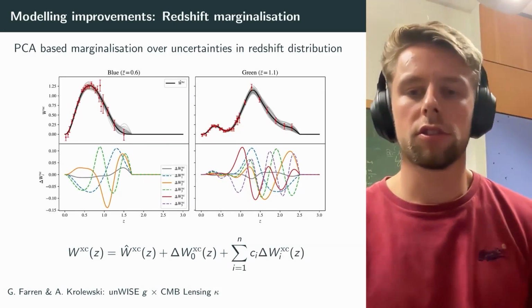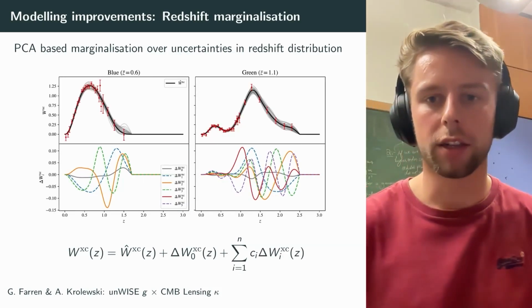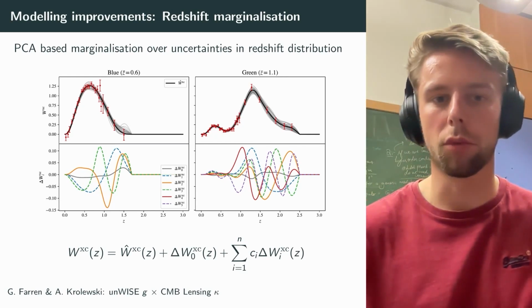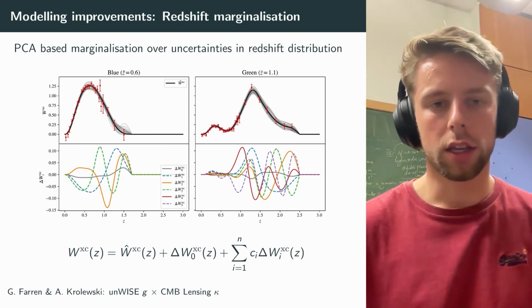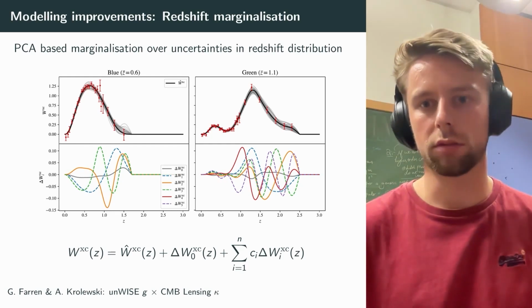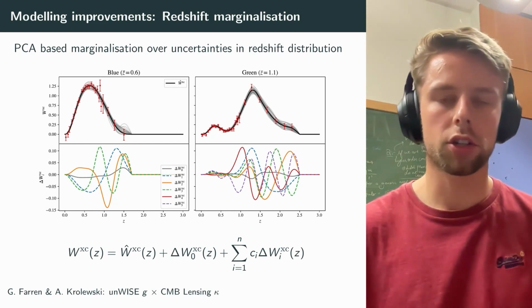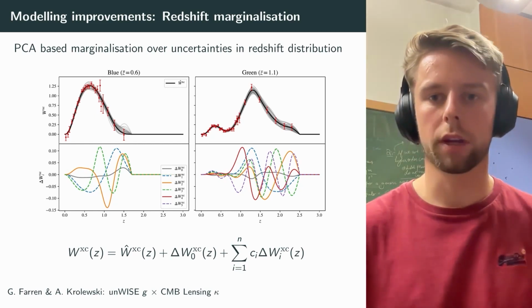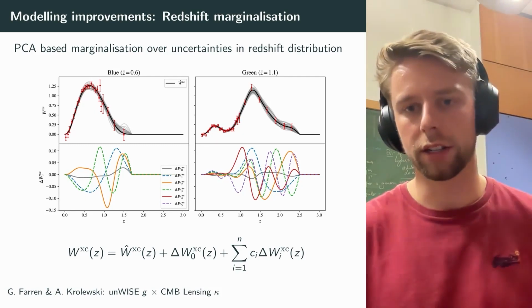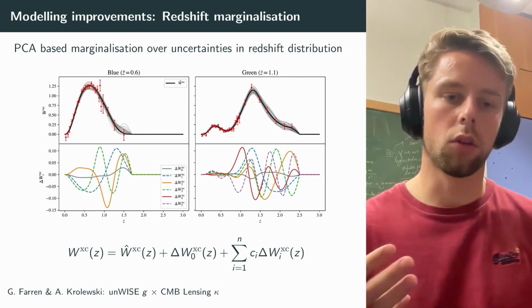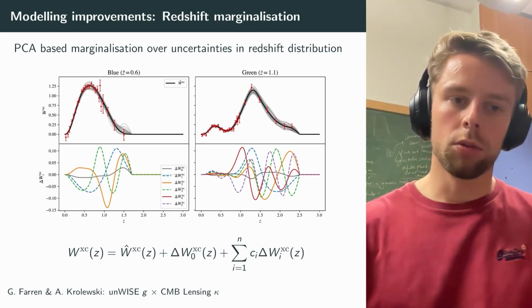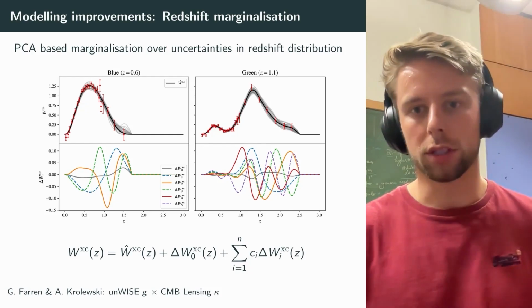So in addition to the changes we've made on the galaxy data side, we've also made a series of changes to the modeling. The first one is a new method of marginalizing over uncertainties in the redshift distribution. As Alex mentioned, we measure these redshift distributions by cross-correlating with spectroscopic galaxies. But obviously there's some sample variance and some uncertainty in that measurement. In order to propagate that forward to our results, we use a method based on principal component analysis.